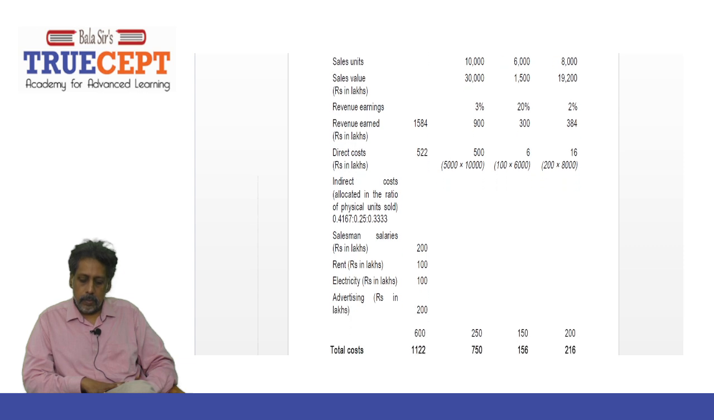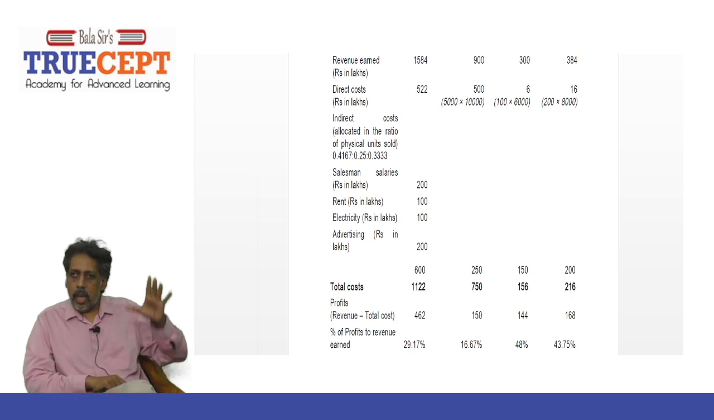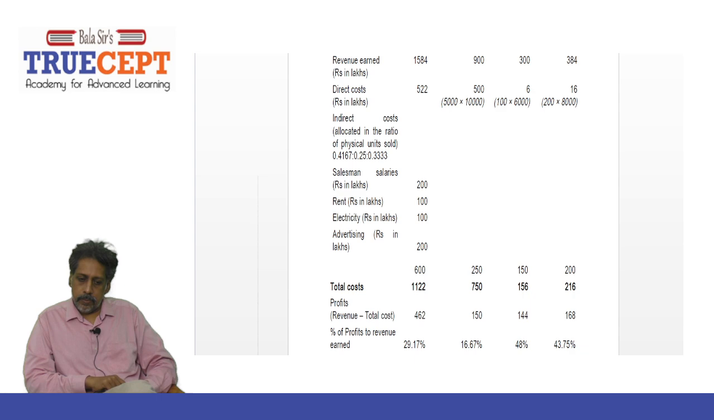Next is the indirect cost allocated in the ratio of physical units sold. That is in the ratio of 10,000 is to 6,000 is to 8,000. You can add up all the indirect costs: salesman salary 200 lakh, rent 100 lakh, electricity 100 lakh, advertisement 200 lakh. In all 600. The 600 lakh should be apportioned in the ratio of 10 is to 6 is to 8.